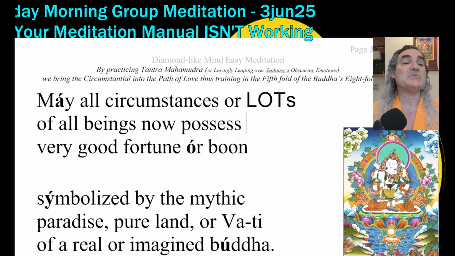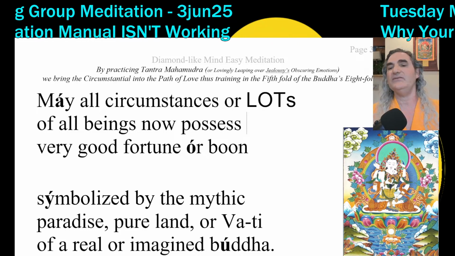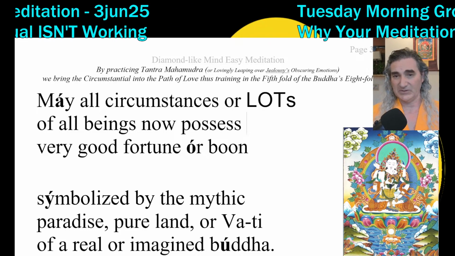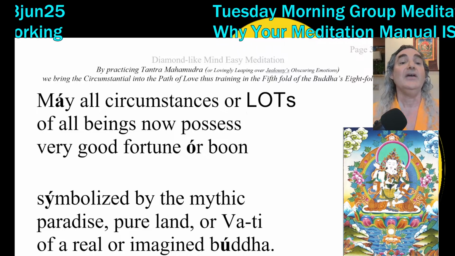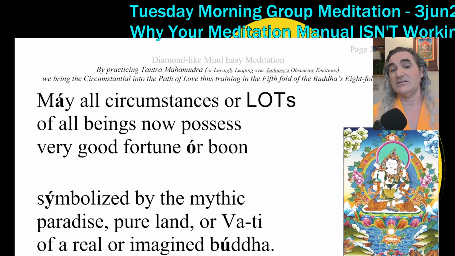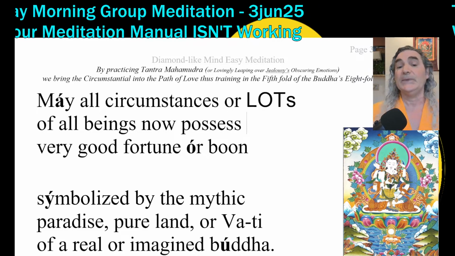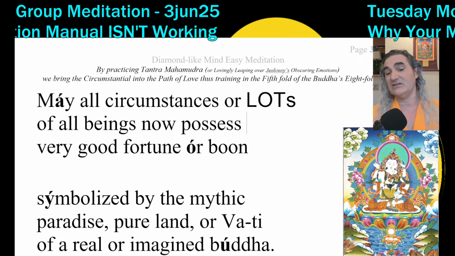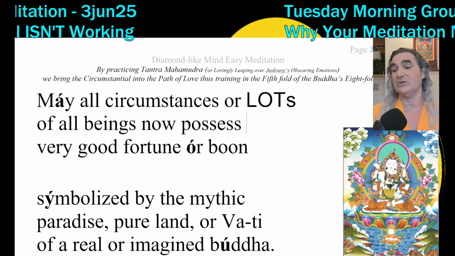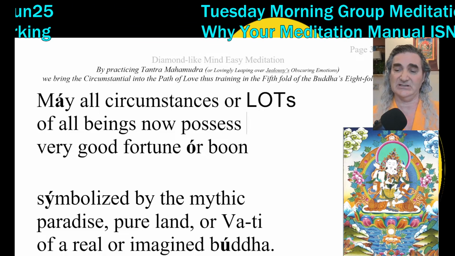Let us bring the circumstantial into the path of love, this training in the fifth fold of the Buddha's Eightfold Path. Together. May all circumstances or lots of all beings possess very good fortune or boon, symbolized by the mythic paradise, pure land or vati of a real or imagined Buddha.